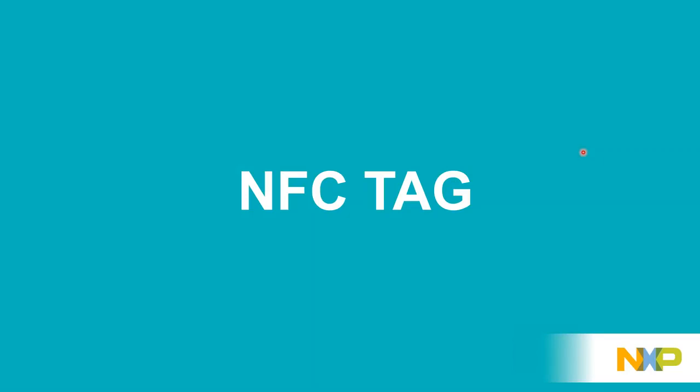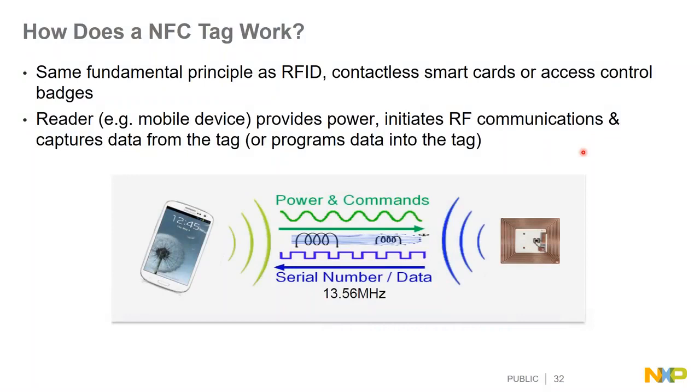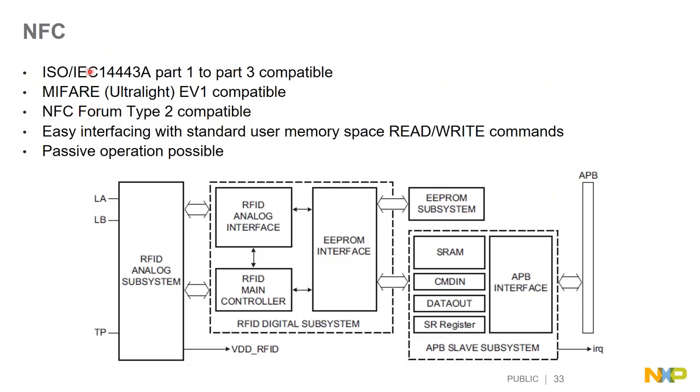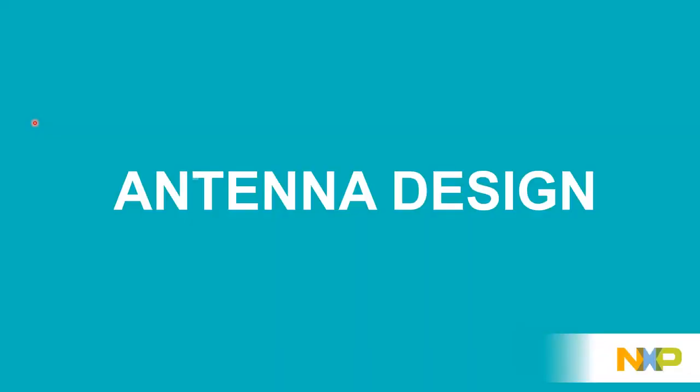The main part of this LPC804 is NFC. So what is NFC? It's the same as RFID, but the reader, e.g. a mobile device, provides power, which is the power source. It initiates RF communication and it captures data from the tag. Our NFC solution is compatible with ISO 14443A, parts 1 to 3, MIFARE EV1, NFC Forum Type 2. It has easy interfacing with standard user memory space, and, as I said, passive operation is possible due to power harvesting. The main part of power harvesting is antenna design.